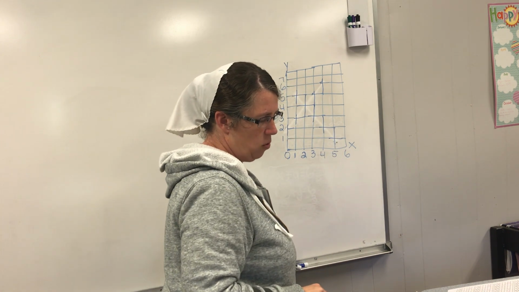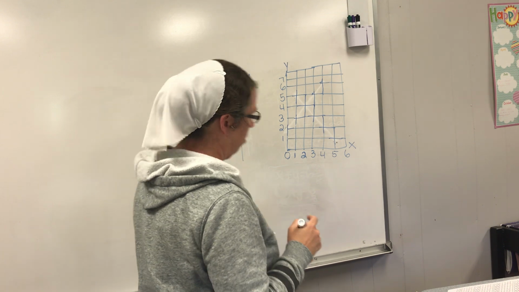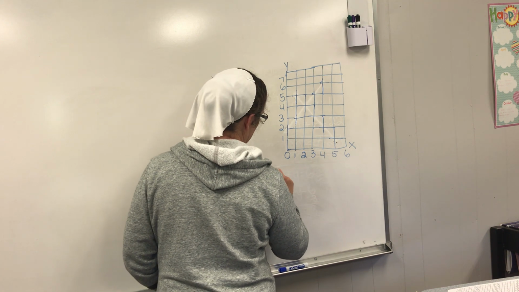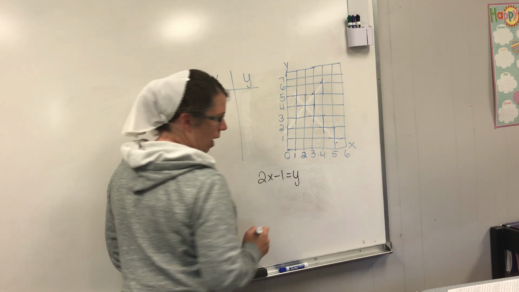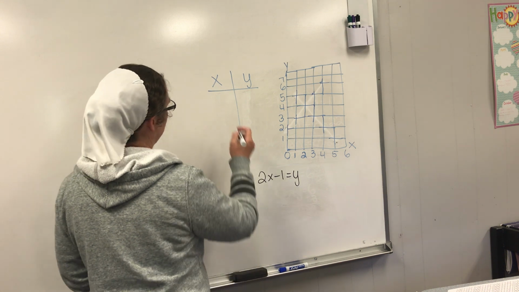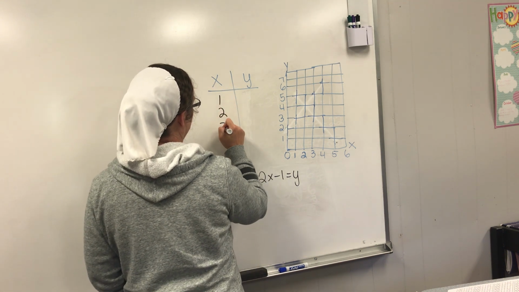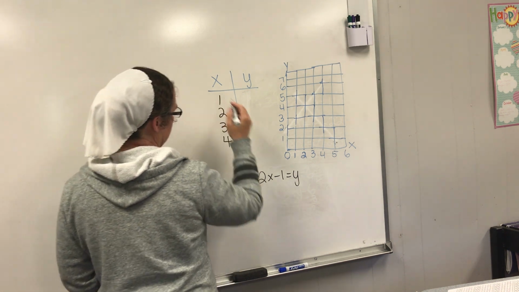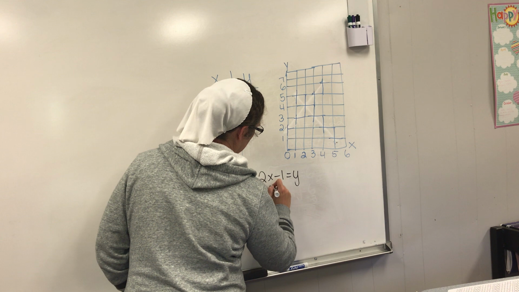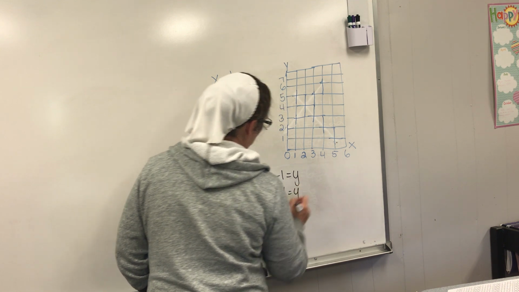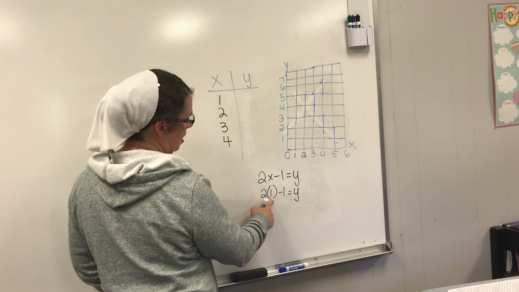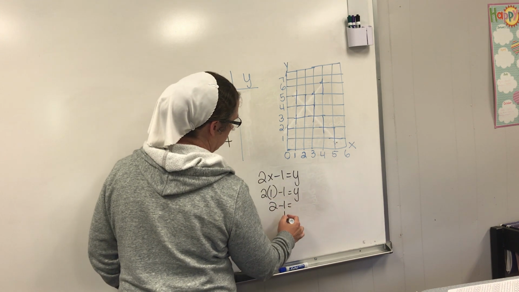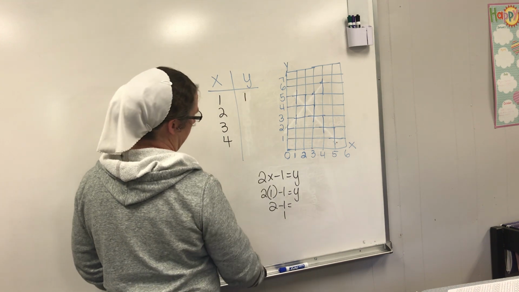All right, the next equation they give us, it's a little bit more work. 2x negative 1 equals y. All right, let's say our table of values is 1, 2, 3, and 4 for x. And let's solve for y. If x is 1, what is y? 2 times 1 is 2. Take away 1 is 1. So y is 1.